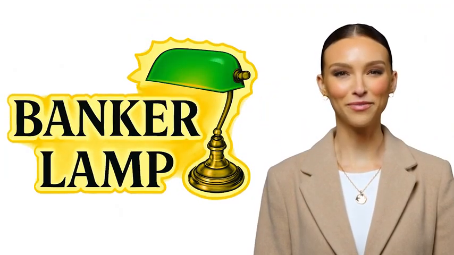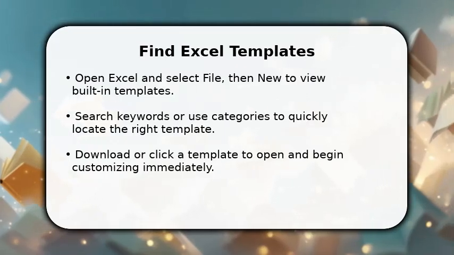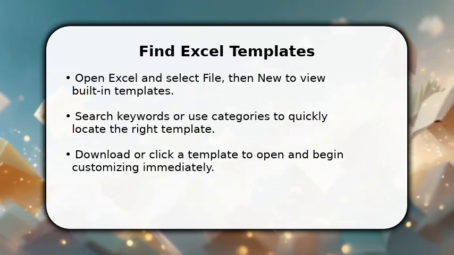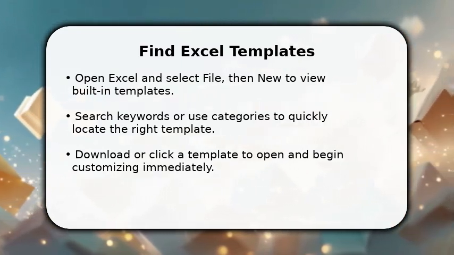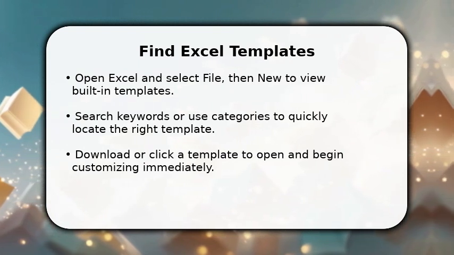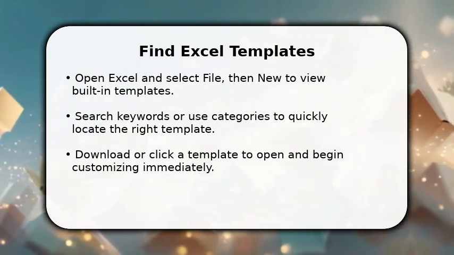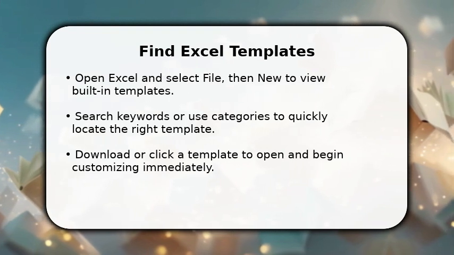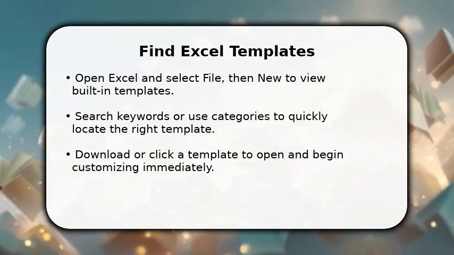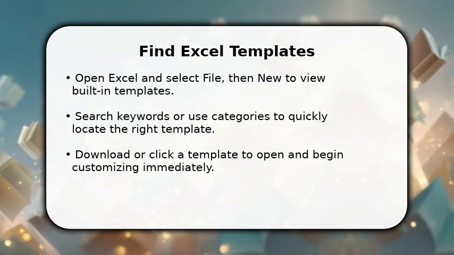Please enjoy the video. In this video, I will show how to get Excel templates step by step. Open Excel and go to File, then New. Type a search term like budget or invoice or browse categories. For online options, use Microsoft templates or trusted sites, then download and open the file.